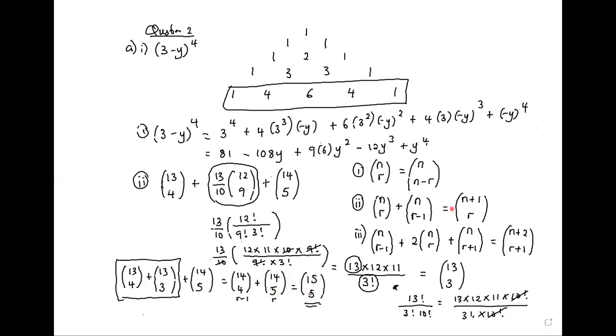Using this identity, your job is to identify what n is and what r is. Then you add to n, you add the 1. And the r, you just write it down. That's it.